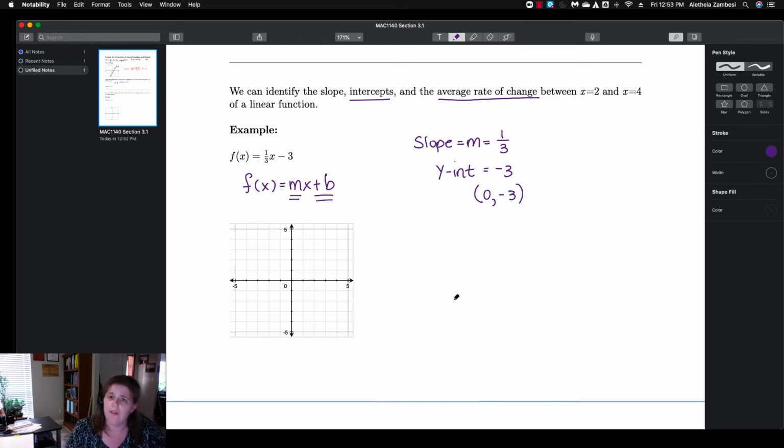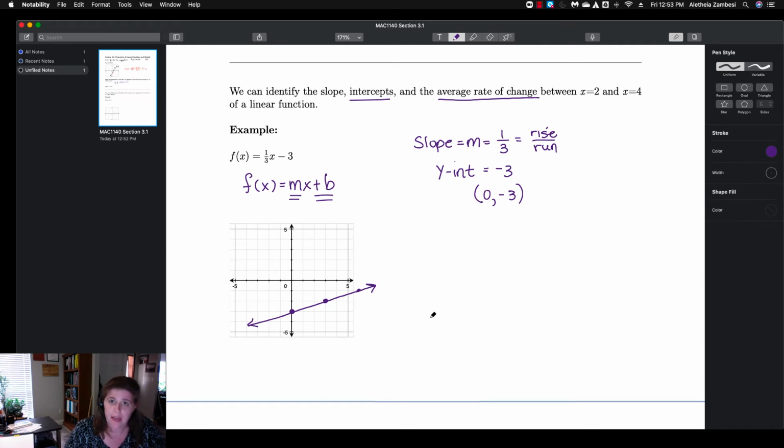Now we can graph a line just using that. So I can plot that (0, -3) point here, and then we can count the slope in order to get to the next point. This is rise over run. So we're rising 1, running 3, and we get to our next point. Rising 1, running 3, gets to the next point. So here is a rough sketch of this linear function.